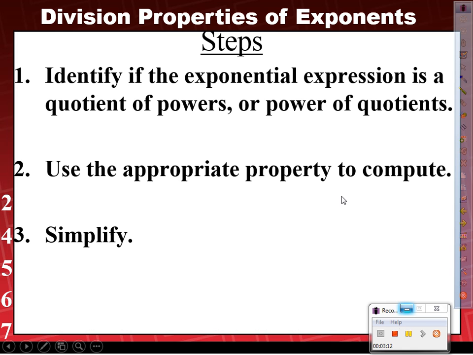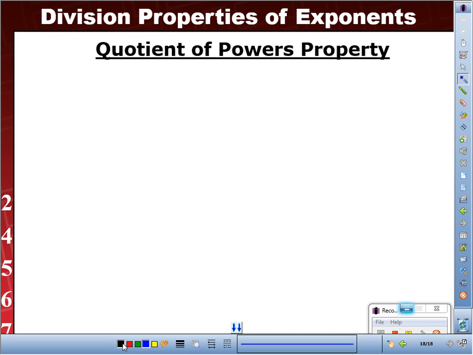Step 2, use the appropriate property to compute. And step 3, simplify. The most important thing to remember is how many properties? 2. Quotient of powers, power of quotients. Okay, so turn your paper over. In the back at the top, I want you to write quotient of powers property, at the top left, then you're going to write example Q.